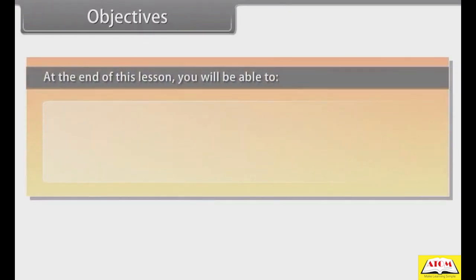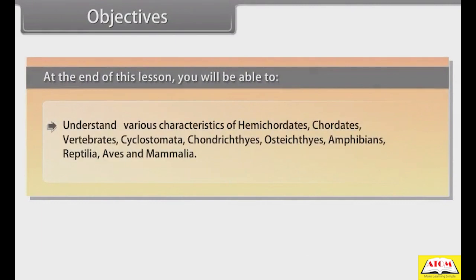Objectives. At the end of this lesson, you will be able to understand various characteristics of Hemichordates, Chordates, Vertebrates, Cyclostomata, Chondrichthyes, Osteichthyes, Amphibians, Reptilia, Aves and Mammalia.